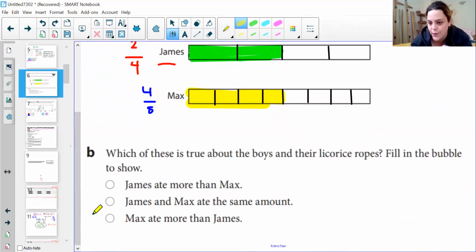So now we're going to look at question B. It says, which of these is true about the boys and their licorice ropes? Fill in the bubble to show. James ate more than Max. Is that true? No, right? We see that they ate the same amount. James and Max ate the same amount. And did Max eat more than James? We definitely saw that the second one is right, that they both ate the same amount.